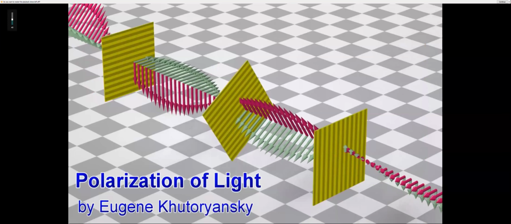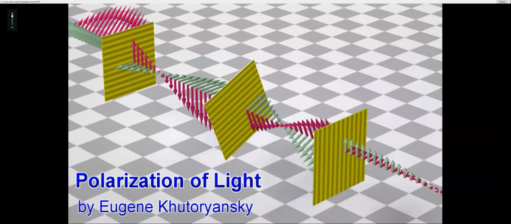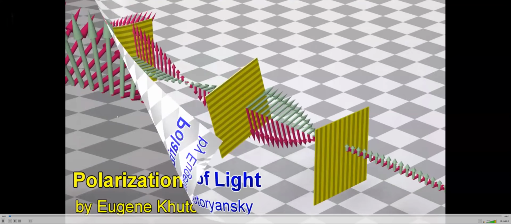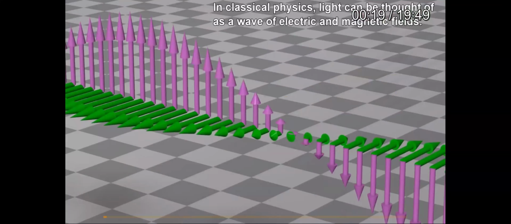The polarization of light plays a critical role in much of our technology. Challenge classical physics.